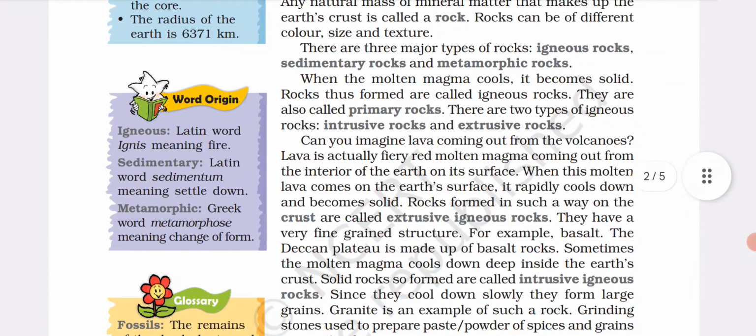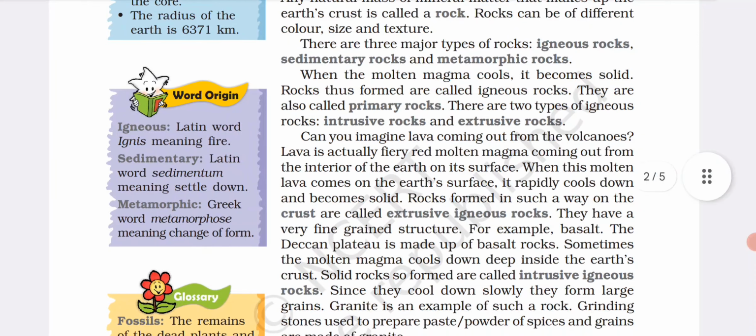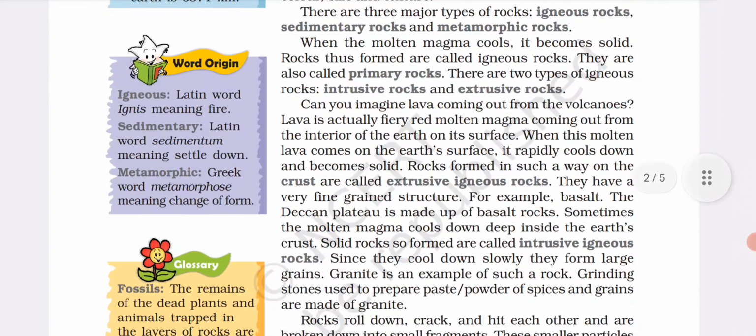Can you imagine lava coming out from a volcano? Lava is actually fiery red molten magma coming out from the interior of the Earth onto its surface. When this molten lava comes to the Earth's surface, it rapidly cools down and becomes solid. Rocks formed in such a way on the crust are called extrusive igneous rocks. They have a very fine grained structure. For example, basalt. The Deccan Plateau is made up of basalt rock.